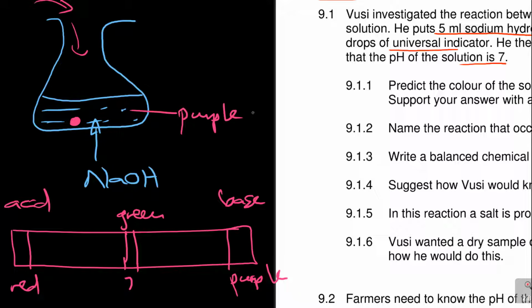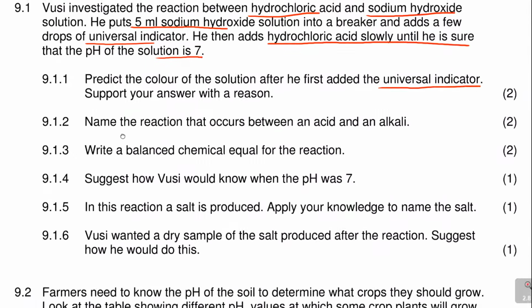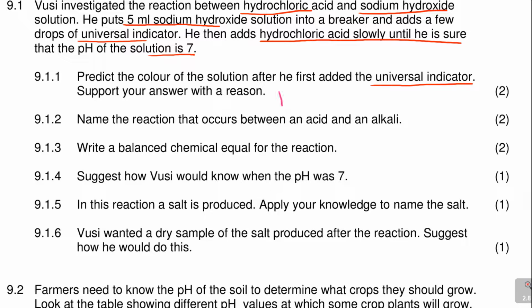More purple or dark blue, somewhere there. Purple, I think that's the best. Alright, purple color. So here you're going to say it's purple.